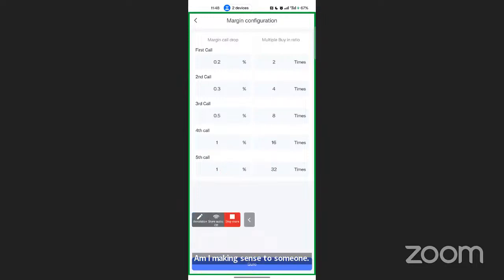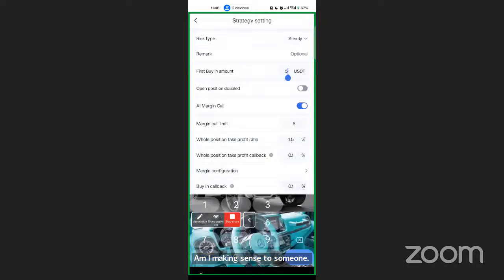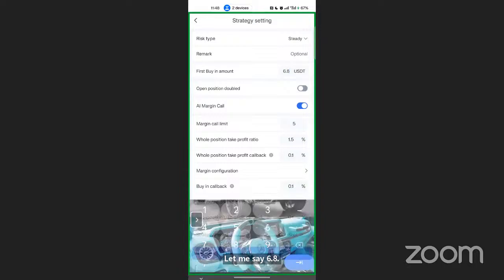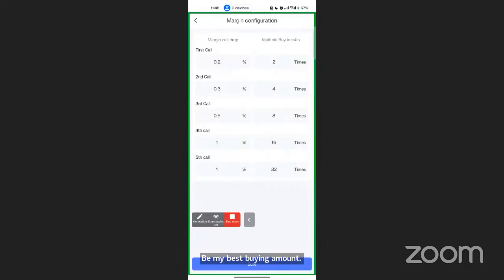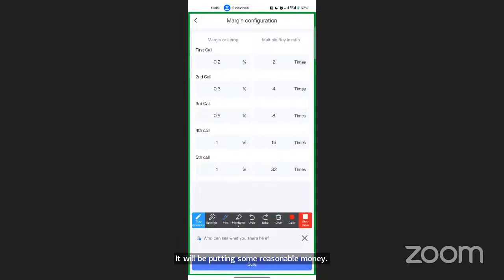So I can decide to turn this, let me say 6.8, to be my first buying amount. So whenever the robot will be dropping, it will be putting some reasonable money. At first, when it drops, it will be 6.8 times 2, so it will put in $13. Then it buys. Then my market drops again. It will be 6.8 times 4, it puts in $27. Then my market drops again. It is 6.8 times 8, then it puts in $54.